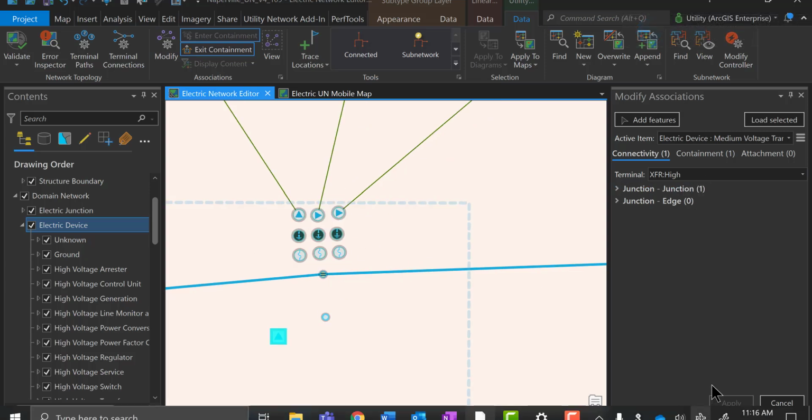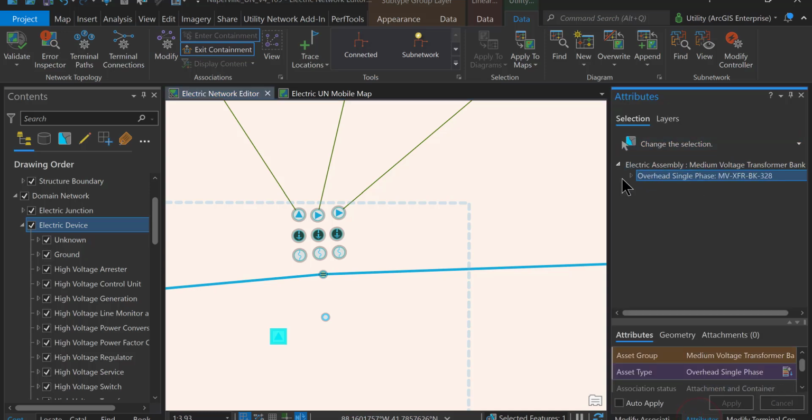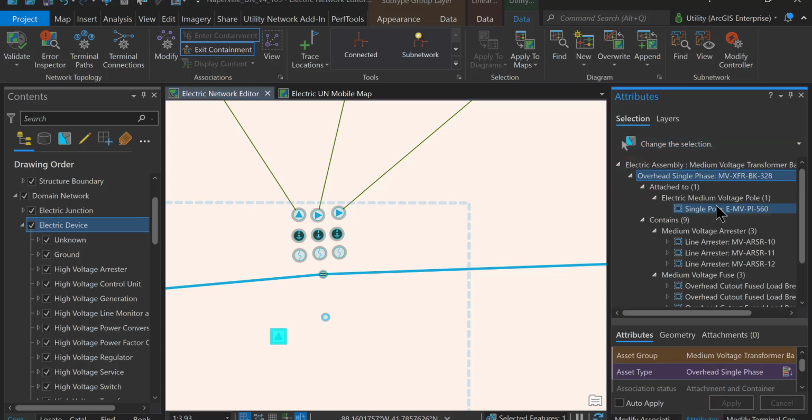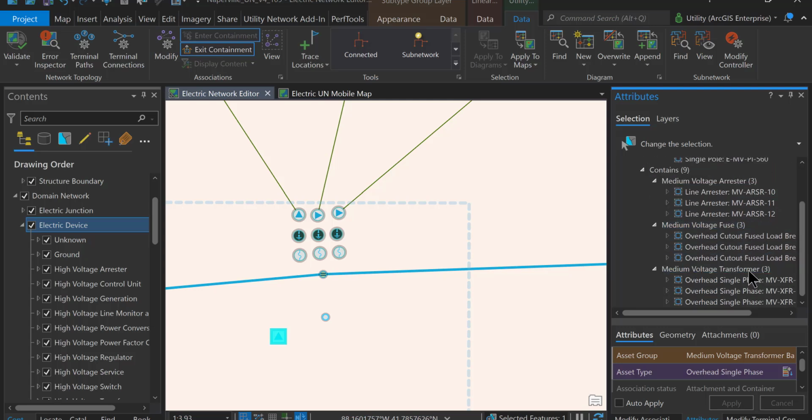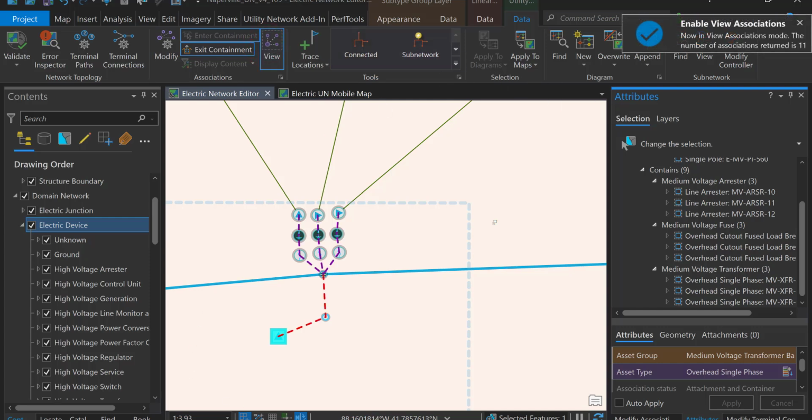So let's take a look at our attributes. Inside it has our 3 medium voltage arresters, 3 medium voltage fuses, and 3 medium voltage transformers. Now again, the power of containers lies really with being able to visualize what's inside the container, but also the list of attributes and what's contained inside the structure, as well as seeing how everything in that container is connected.